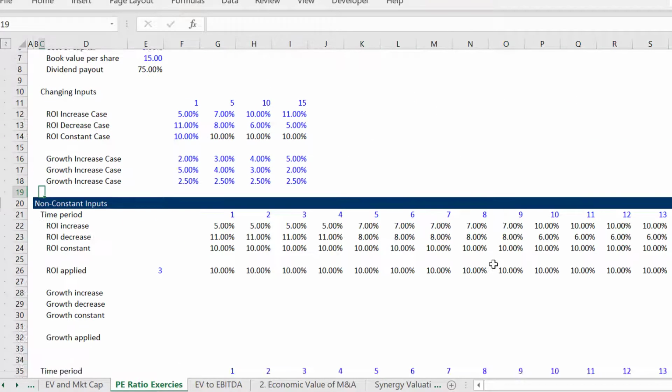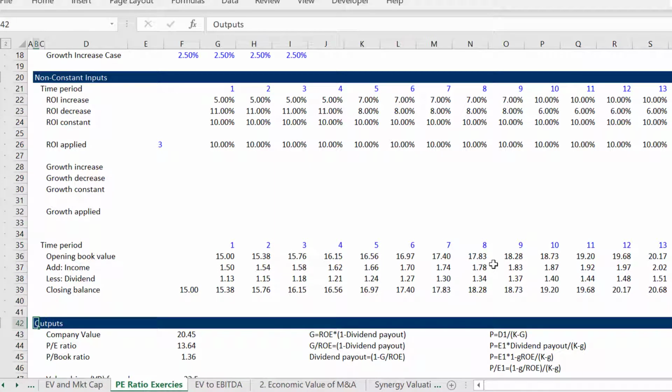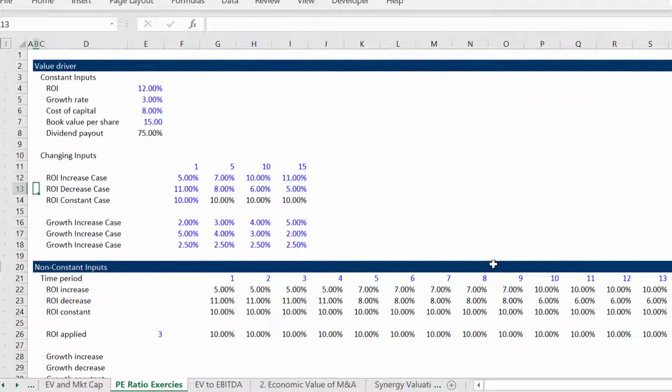And then I did this kind of badly because I think, shouldn't these outputs have been moved up here?